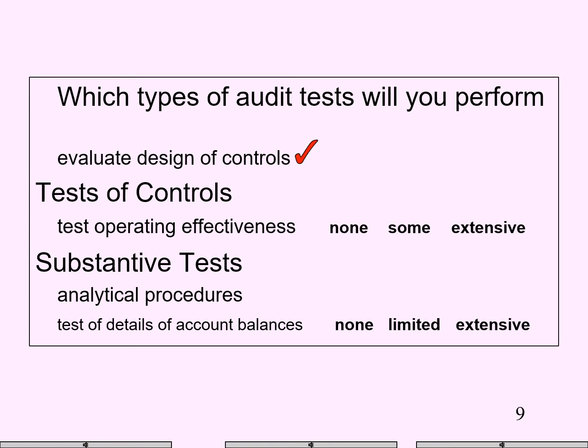Always evaluate design. If we're taking a reduced level control risk approach, we're going to have to perform extensive tested controls. Always do analytical procedures. Auditing standards require that we always perform some substantive test. We refer to that as limited.